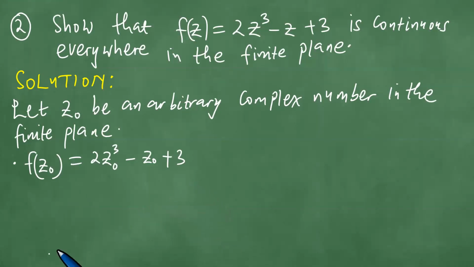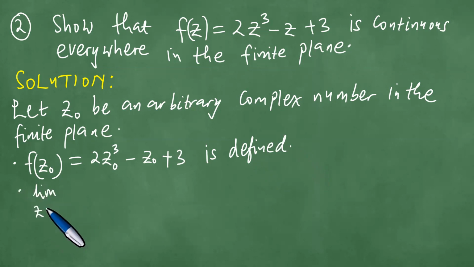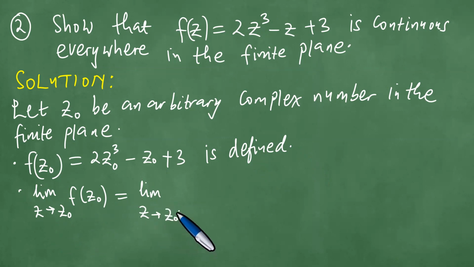Right, so we write like this and realize that this is defined. So f of z is defined. Point 2 is we find the limit as z approaches z0 of f of z. What is the limit of this function? So with the limit as z approaches z0, and this is 2z0 cubed minus z0 plus 3.